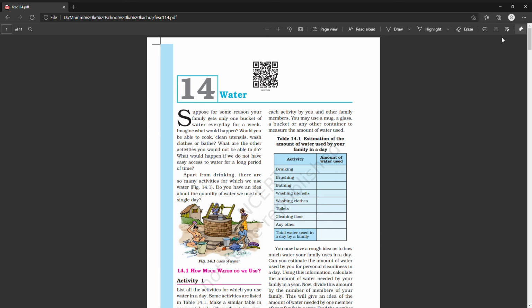Hello children, we are going to start new lesson number 14, water. We know that water is essential for the survival of all living things on earth. There are many activities like drinking, brushing, bathing, washing utensils and clothes, toilets, cleaning floor that need different amounts of water. You can add some more activities to this list.